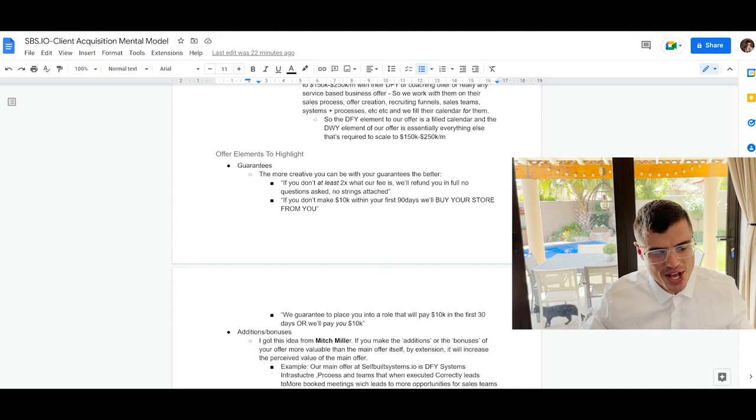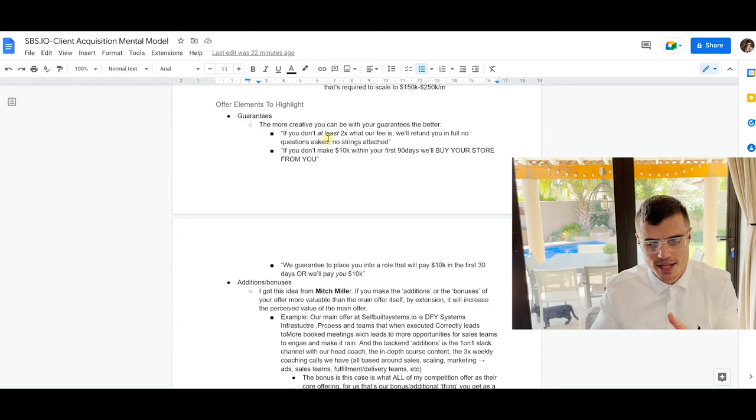So offer elements to highlight. We have guarantees. The more creative you can be with your guarantees, the better, right? So if you don't at least 2x what our fee is, we'll refund you in full, no questions asked, no strings attached. That's one of our current guarantees that we're running, right? Why can we give this guarantee? Because we're that confident.